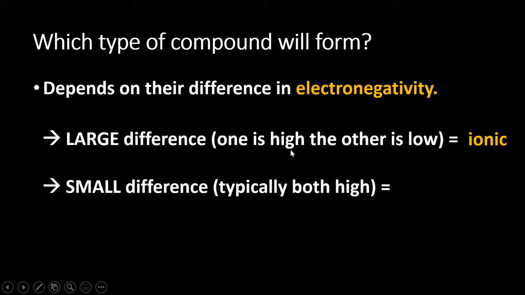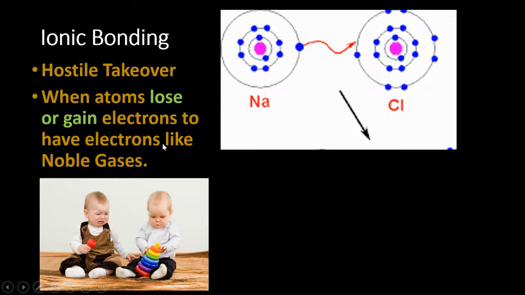So metals and nonmetals, something low like Boo Boo Jeffries and something high like Scorpionox, that's ionic, where the electrons are just swiped away. If there's a small difference, meaning both are typically high in their number, in their fighting ability, then that would be covalent. So ionic is a hostile takeover. Atoms will lose or gain electrons. Again, you should have learned all this in the PBS bonding thing.